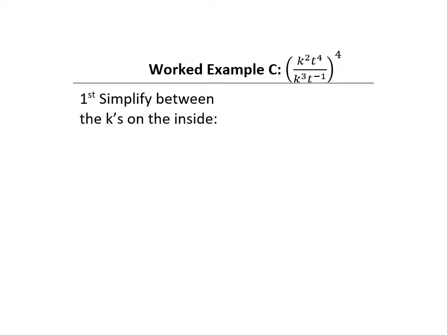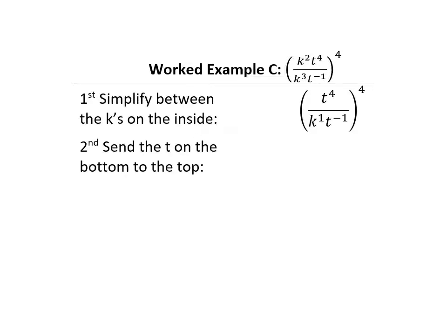Simplify between the k's on the inside. We've got more k's on the bottom, so we would leave t to the 4th on top, and we would have k to the 1st on the bottom. Then we've got a t with a negative 1 on the bottom. Send it to the top. That gets us t to the 1st times t to the 4th on top and k to the 1st on the bottom, all inside to the power of 4.